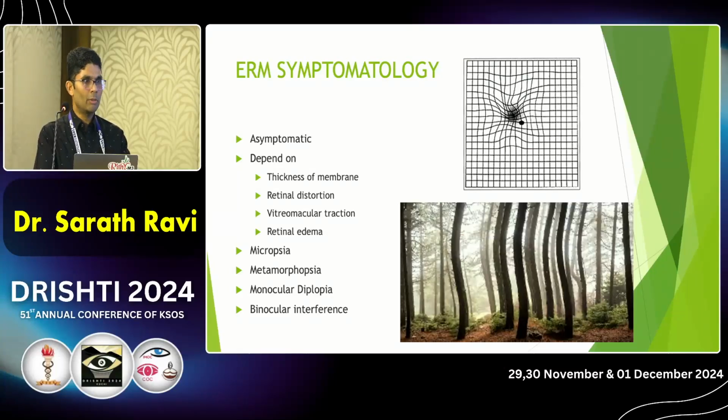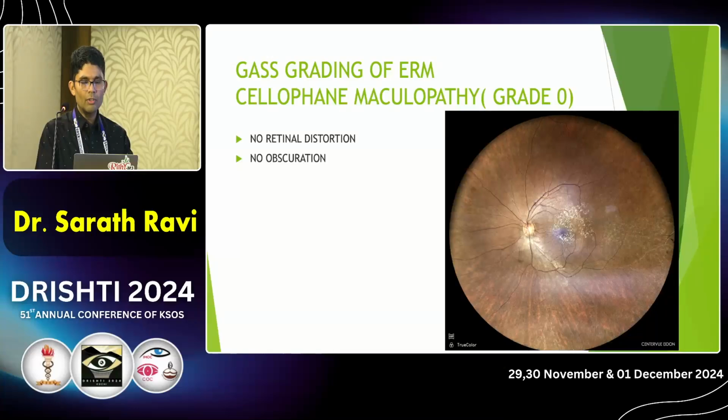So which are the epiretinal membranes that you have to intervene? It depends upon those which could be symptomatic. It depends upon the thickness of the membrane, the amount of retinal distortion, the amount of vitreomacular traction, and the amount of retinal edema. Usually these patients might complain of micropsia, metamorphopsia, binocular interference, or a monocular diplopia. This is a very early epiretinal membrane with a mild sheen or an irregular reflex without a distinct edge, and usually there is no obscuration of the underlying blood vessels, and there is no retinal distortion.